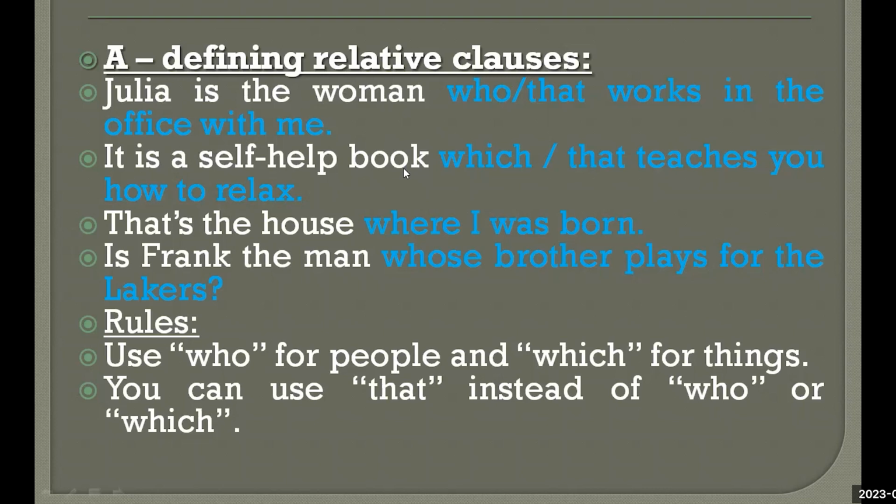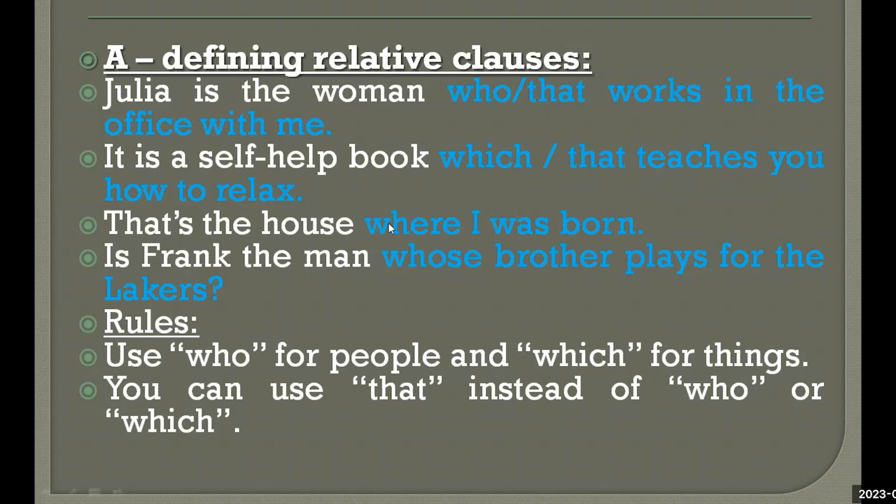Here's another example. It's a self-help book, which or that teaches you how to relax. So this part is called the defining relative clause. Again, it consists of two components. The relative pronoun here, this is called the relative pronoun, and then this is the whole clause from which until the end, to relax. Again, you cannot say it's a self-help book and then stop at this part. You will need more explanation. You will need to explain more. What self-help book are you talking about?